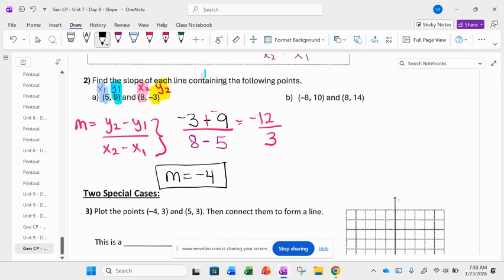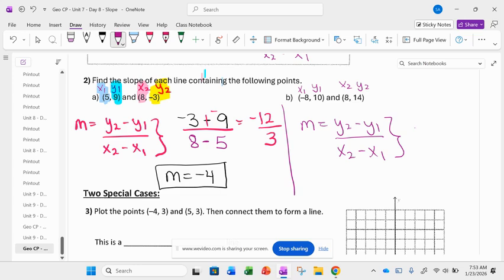Okay, so I'm going to go ahead. I'm going to call this x1. I'm going to call this y1. I'm going to call this x2. I'm going to call this y2. And now we know the slope is going to be y2 minus y1 over x2 minus x1. So now we're going to have the y2, which is 14, minus the y1, which is 10. And then in our denominator, we have the x2, which is 8, minus the x1. Now, that's not just going to be 8 minus 8. That's going to be 8 minus a -8.